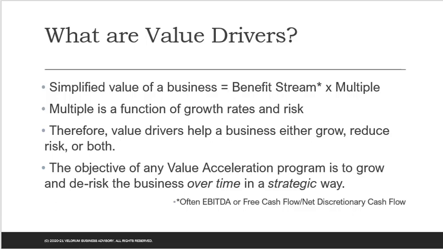Okay, so that's one side of the equation. That's the benefit stream. The multiple is a function of the long-term sustainable growth rate of the business and the risk of the business, factoring in the risk of holding equity, industry risk, etc., and company-specific risk. So any sort of value acceleration program, its main objective is to help the business either grow, reduce risk, or in most cases, address both. The objective is to grow and de-risk the business over time in a strategic way.